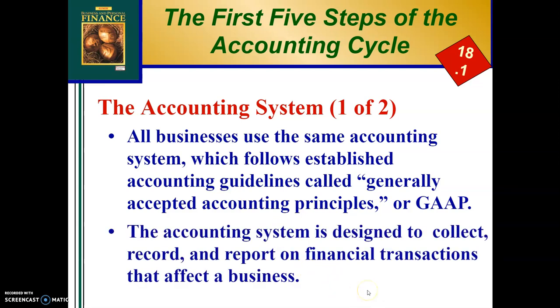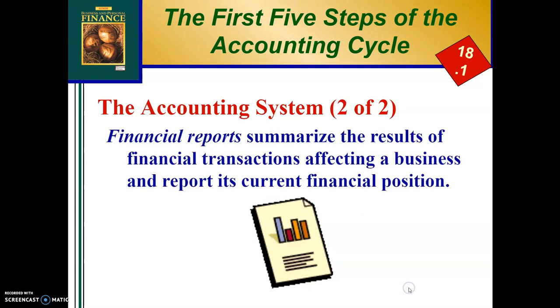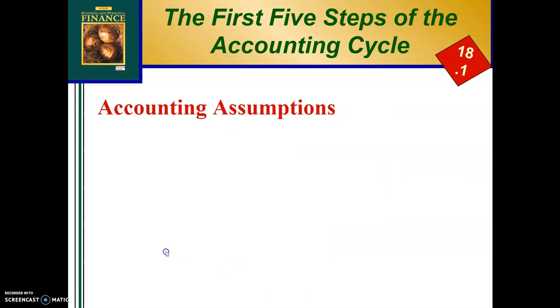The accounting system is designed to collect, record, and report the financial transactions that affect a business. A financial transaction is any time that money changes hands. There must be a recording and a tracking of that financial activity. All right, financial reports are summaries of the results of the financial transactions and how they affect the business, and they help put into focus what the business's current financial position is.